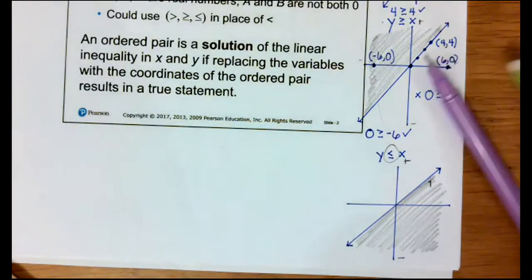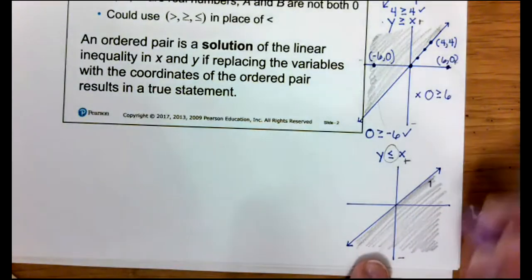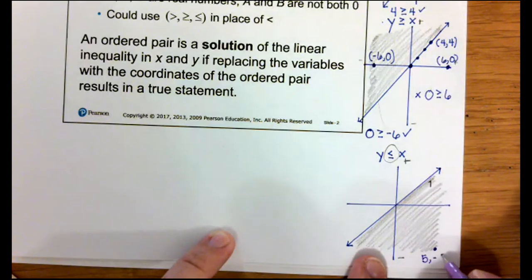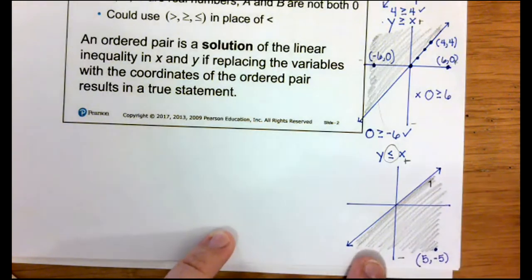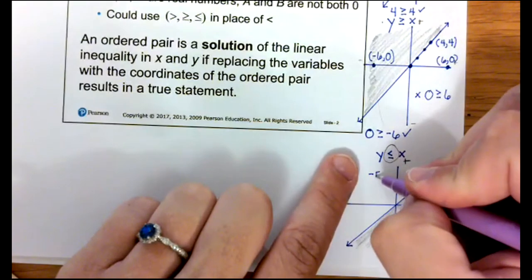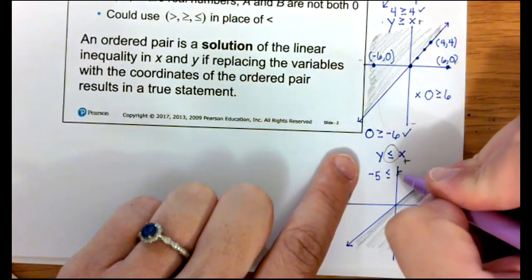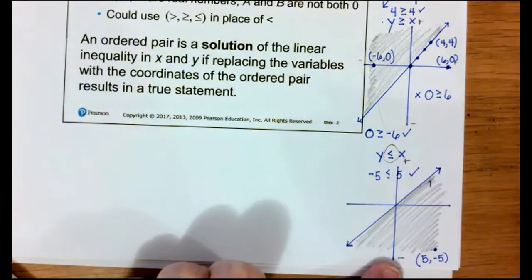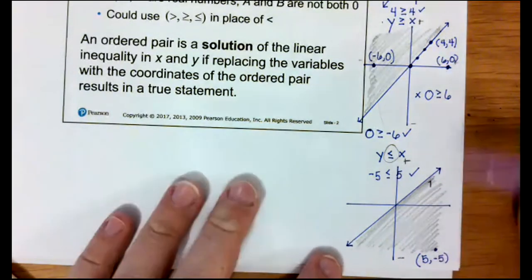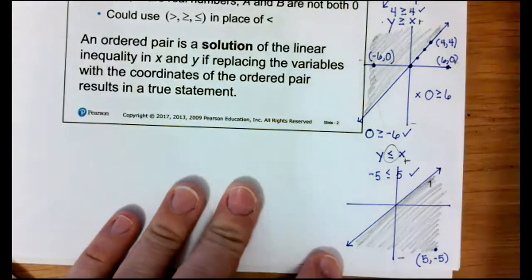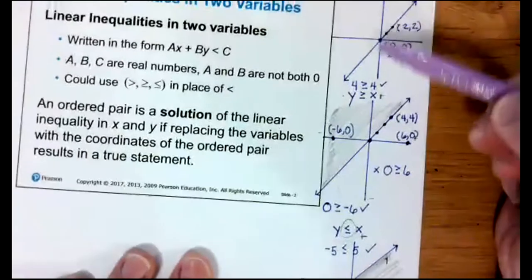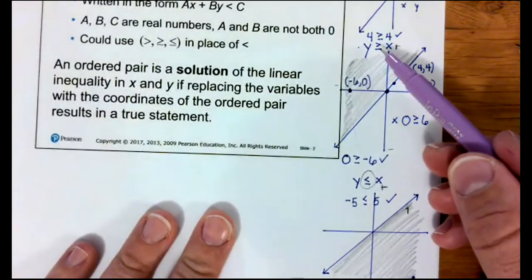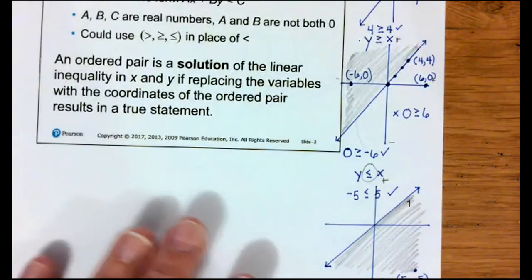And I can just pick a random point in that shaded region, like that would be 5 x, negative 5 y maybe, right? So y is negative 5, x is 5. Is that true? Negative 5 is less than or equal to 5. That is true, okay? So that's what we're doing. That's the difference between just the line, and the inequality, greater than or equal to, less than or equal to, okay?